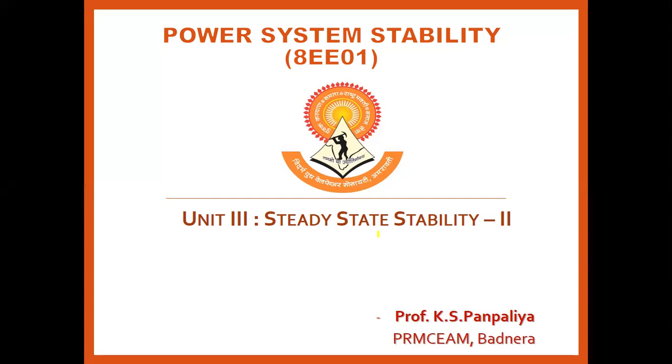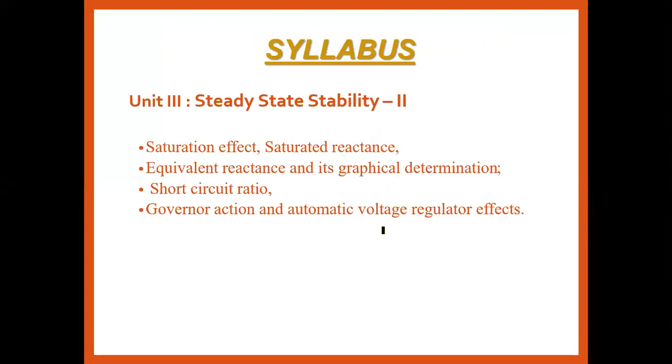In that unit, we have to discuss the remaining content: the short circuit ratio, how to find the equivalent resistance and reactance and its graphical determination. Then the saturation effect, what the saturated reactance is, and the governor action and the automatic voltage regulator effect. The saturation effect and the saturation reactance play a very important role in maintaining the system in a stable condition, for the two machine system or the multi machine system.